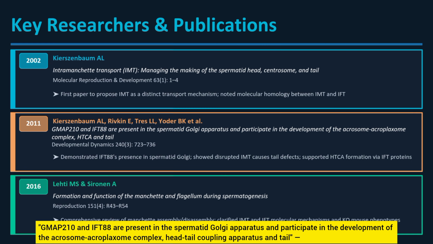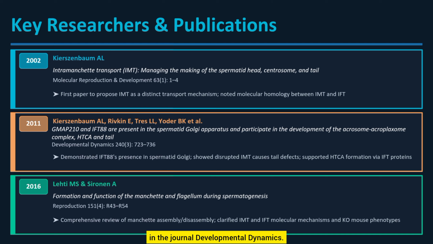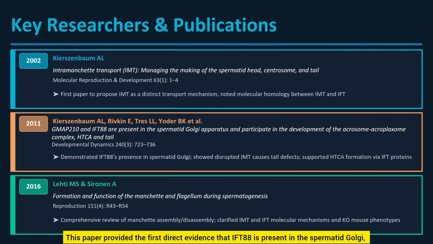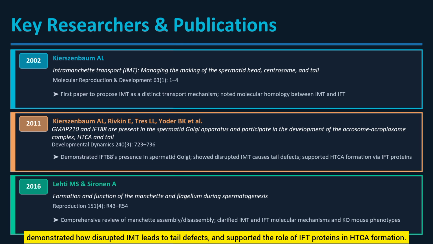GMAP210 and IFT88 are present in the spermatid Golgi apparatus and participate in the development of the acrosome-acroplaxome complex, head-tail coupling apparatus and tail. In the journal Developmental Dynamics, this paper provided the first direct evidence that IFT88 is present in the spermatid Golgi, demonstrated how disrupted IMT leads to tail defects, and supported the role of IFT proteins in HTCA formation.